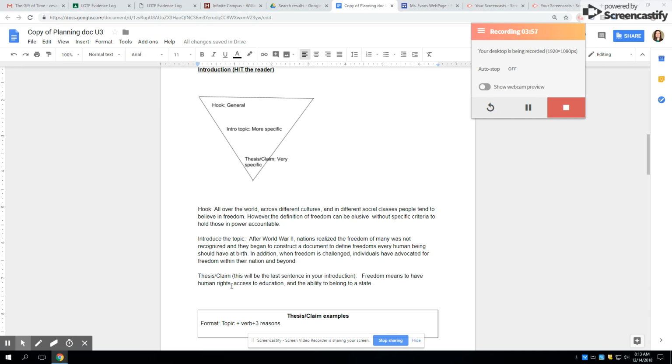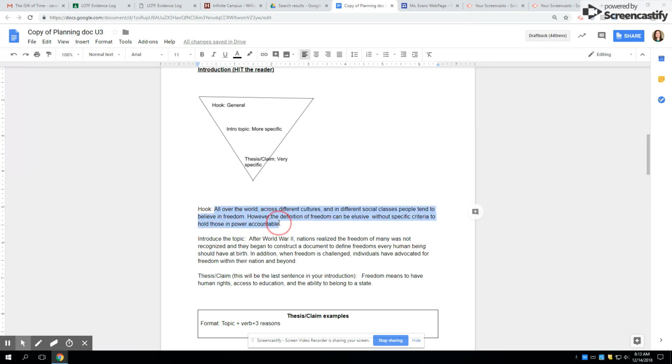This entire section here, this is my introductory paragraph. I could take this and just copy and paste it. Take this section, copy and paste it. Take this section, copy and paste it, and put it into one paragraph, and that would be my introductory paragraph. Your turn. Go and write your hook, introduction to the topic, and your thesis and claim.